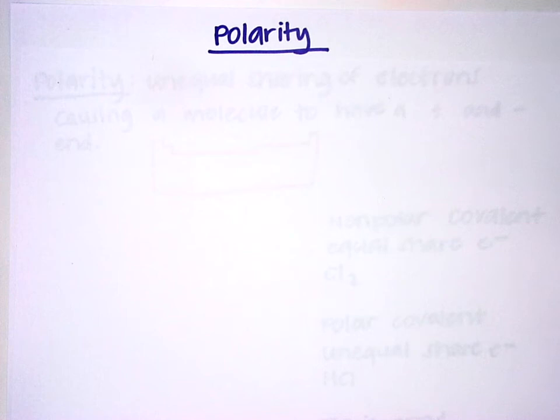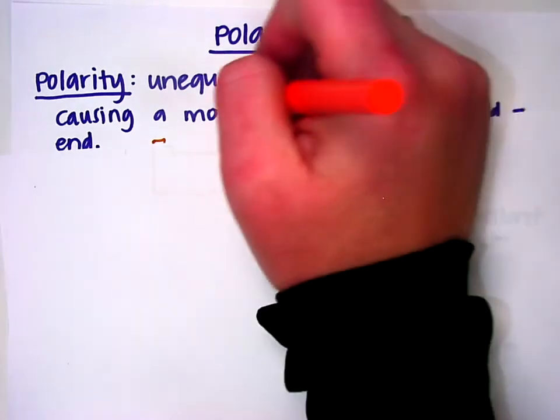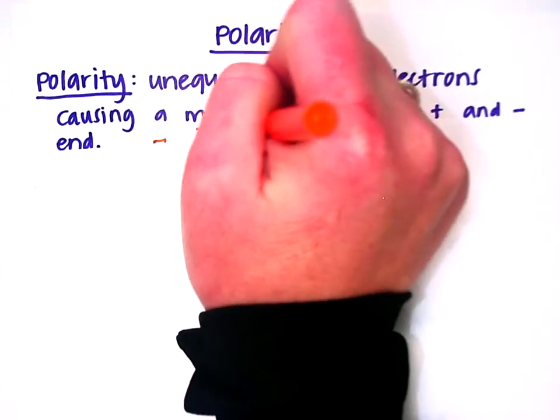So we're going to be talking about polarity. We sort of introduced it before, but we didn't really talk all the way about it. Polarity is basically an unequal sharing of electrons. And what we see when we have polarity is a positive and a negative end. There are two key words here that we want to pay attention to: sharing and molecule.